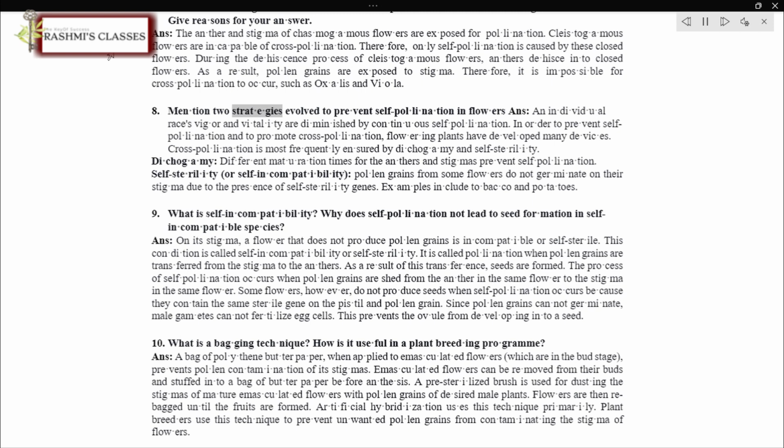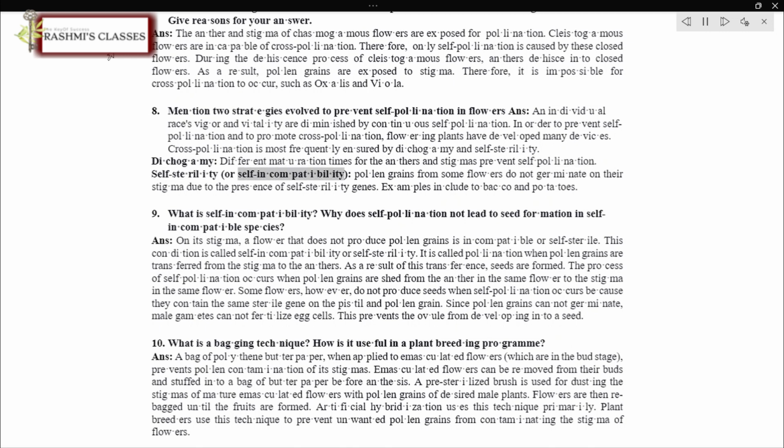Mention two strategies evolved to prevent self-pollination in flowers. ANS. An individual race's vigor and vitality are diminished by continuous self-pollination. In order to prevent self-pollination and to promote cross-pollination, flowering plants have developed many devices. Cross-pollination is most frequently ensured by dichogamy and self-sterility. Dichogamy, different maturation times for the anthers and stigmas, prevents self-pollination.